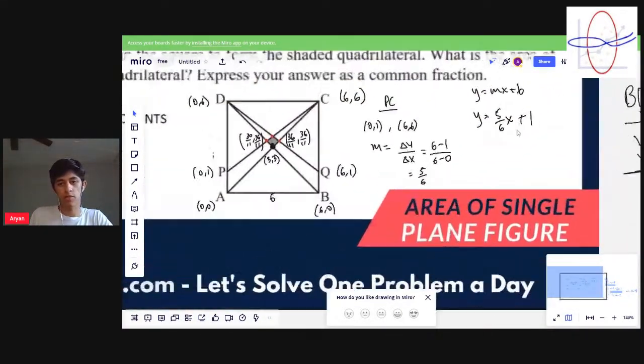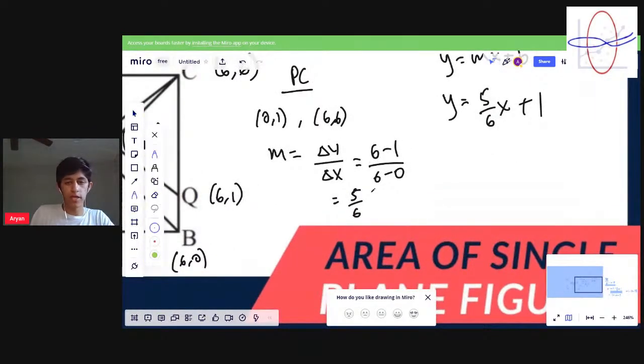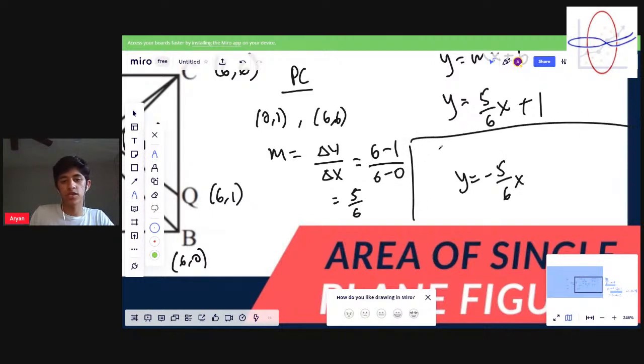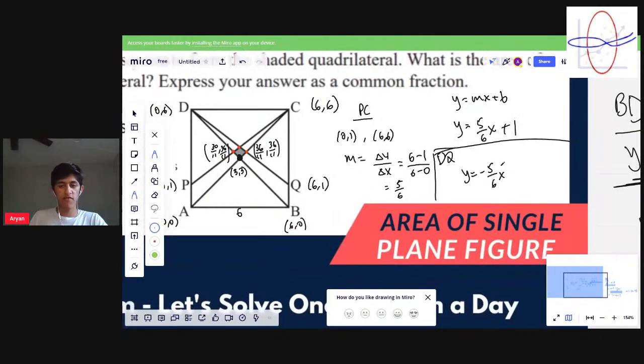Here, let's mark up here. So we know our equation will look something like -5/6 x. Let's separate this. This is for DQ, line segment DQ. So our slope is negative 5/6 x. And now what's our y-intercept? That is just point D up here, right? So that's plus 6, right? So this is the equation of line DQ.